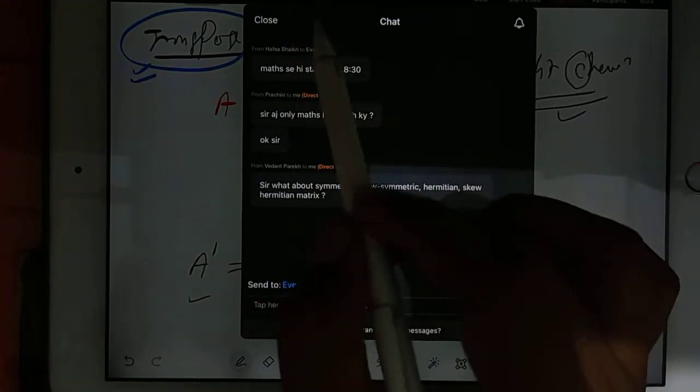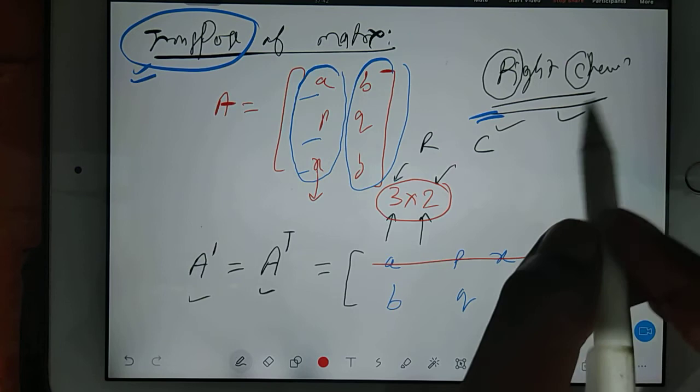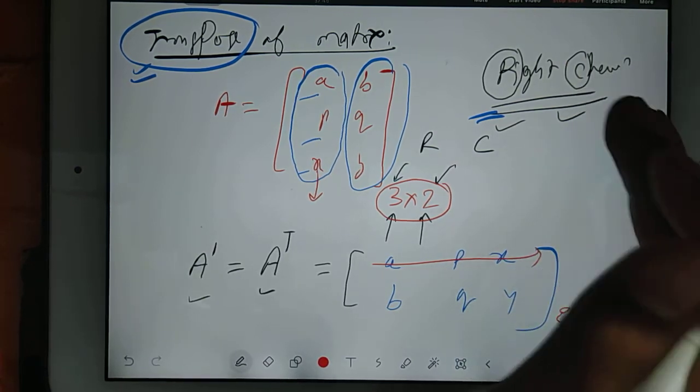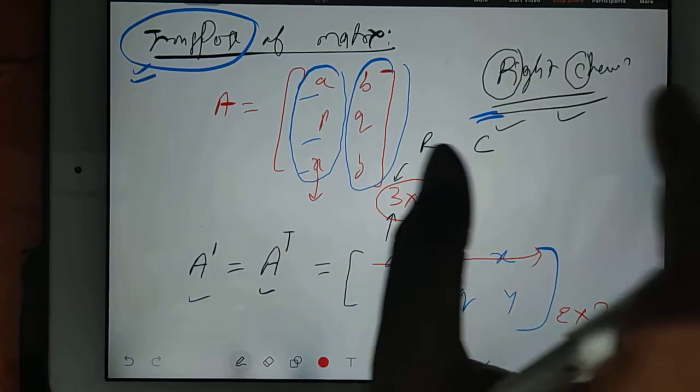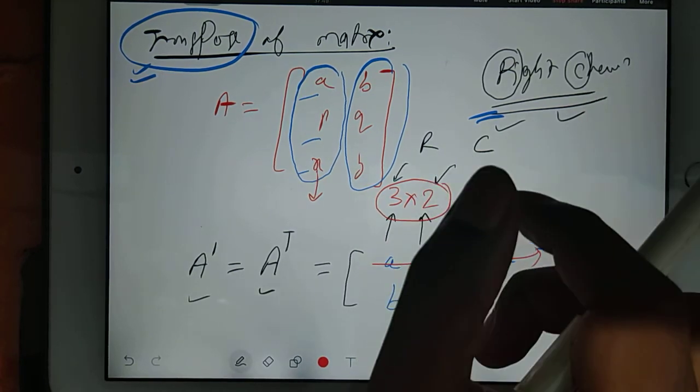They all will come. They all will come, Vedant. We are going through very basics. All the topics will come. Symmetric, skew symmetric. Don't worry.